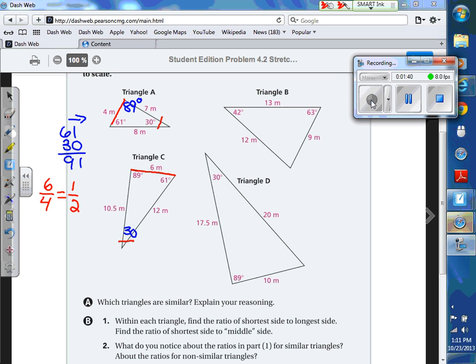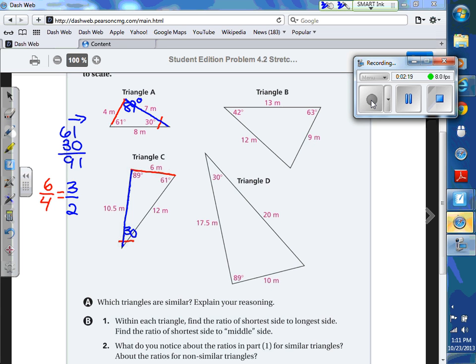Does that make sense? So now if I look at 61, the corresponding side opposite of 61 is this 10.5. Opposite of the 61 up here is 7. You see that? So I have to see if those are in the same proportion. Oops, they get 3 to 2. I don't know what I was doing there. Sorry, no idea where I got that.